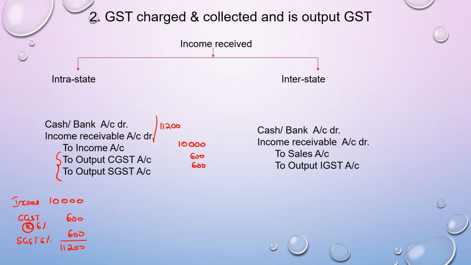When the GST rate is 12%, we split it up. But when it is an interstate sale, we do not split it up. We just credit the output IGST account with 1,200, at the rate of 12% on 10,000, and it would be debited to cash or bank or to the income receivable account. So this is how, when GST is collected on some service rendered, when some income is being received, the output GST collected would be credited into the output GST account.